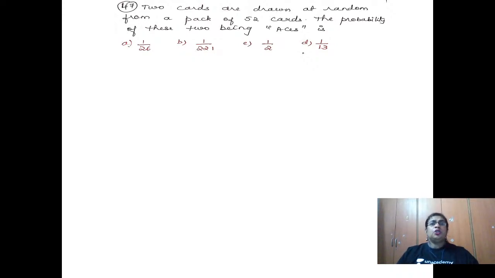Now look here. Two cards are drawn at random. It's a probability question. So two cards are drawn at random from a pack of 52 cards. So total we know there are 52 cards. Now what is asked? They've asked us the probability of these two being aces.